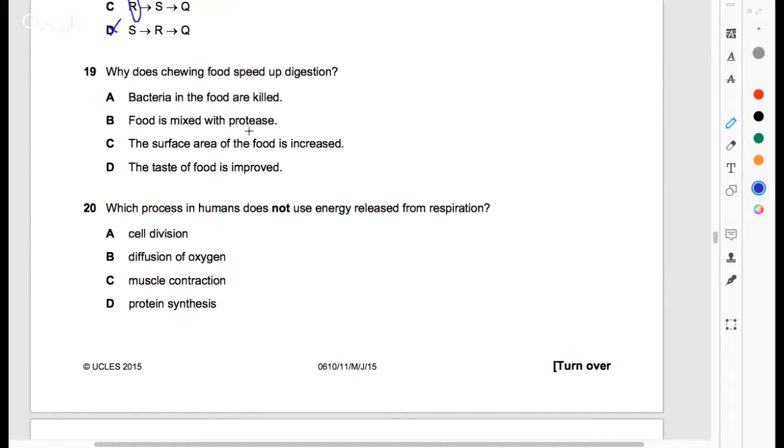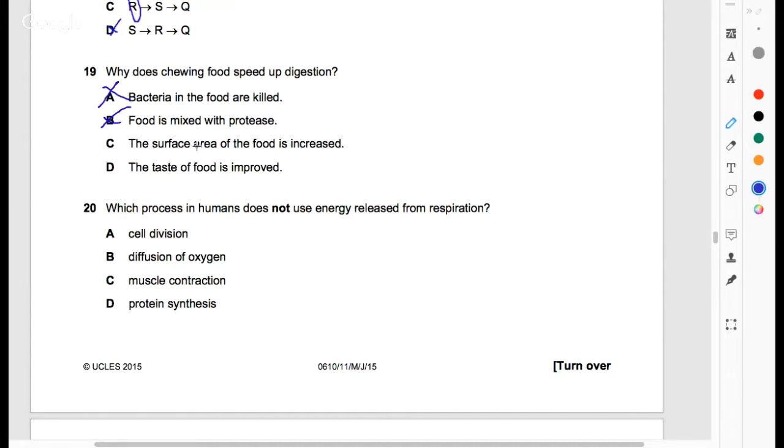There's lysozyme, which is a very specific enzyme, and it's not a protease. So there are a few proteases in saliva, but really very few, and they're very weak. Because if there were strong proteases, then they would just digest through the surface of your mouth. So it's not that one. The function of the saliva is not really to speed up digestion through chewing. The surface of the food is increased.